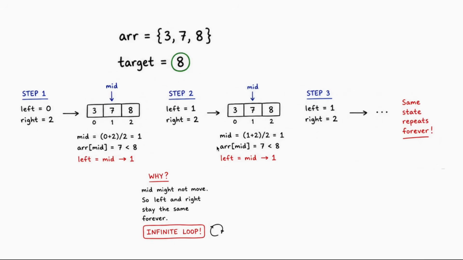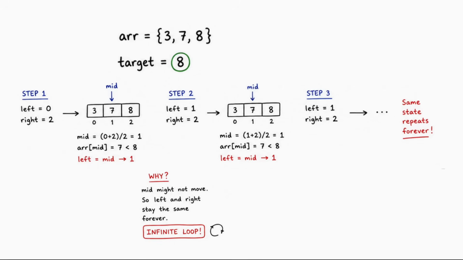Let's visualize what happens step by step. Initially, the values of the left and right variables are 0 and 2. So the next step is to find mid, right? We computed mid and we get the value of mid, which is 1. At the first position, the number is 7. 7 is less than 8, so we go right. Now the value of left is 1. We assign the value of mid to the left variable, right?